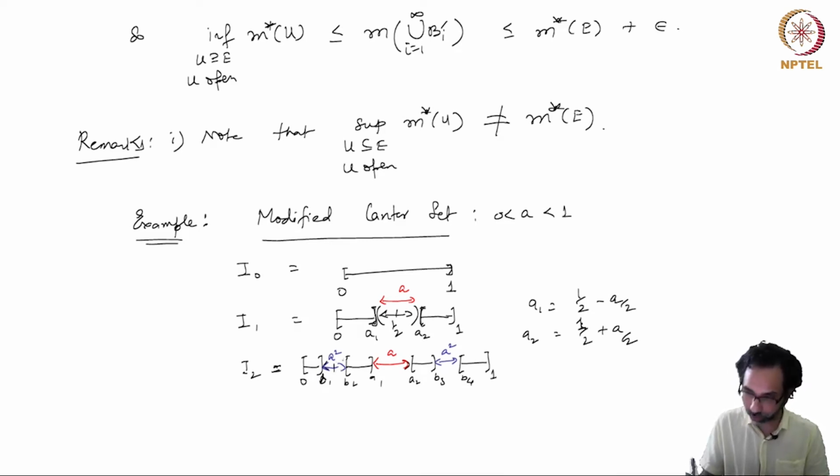So this point here is A1 by 2, and this point here is given by 1 minus A2 by 2. Again we are taking the center point of each of these subintervals and then removing a subinterval of length A squared. So we continue like this.